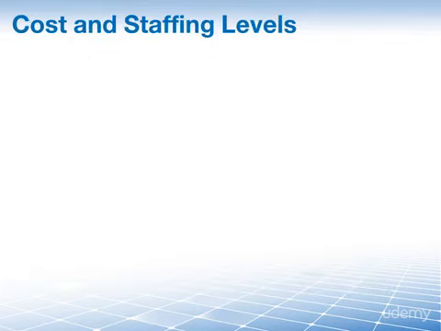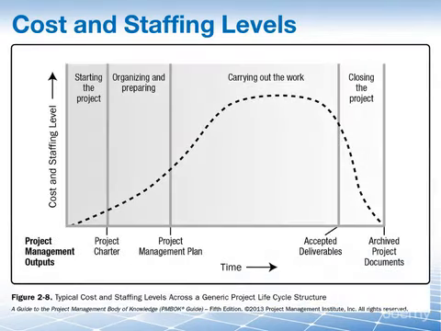You may be wondering about the big things that may change in each part of the project life cycle. Here's once again this generic project life cycle with these 4 generic phases: starting, organizing, carrying out the work, and closing the project. And the one thing that varies based on where you are in the project life cycle is the project's cost and staffing levels.